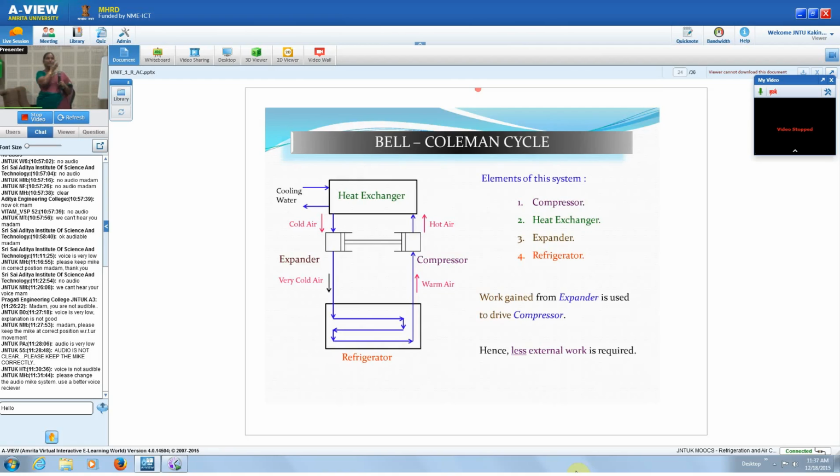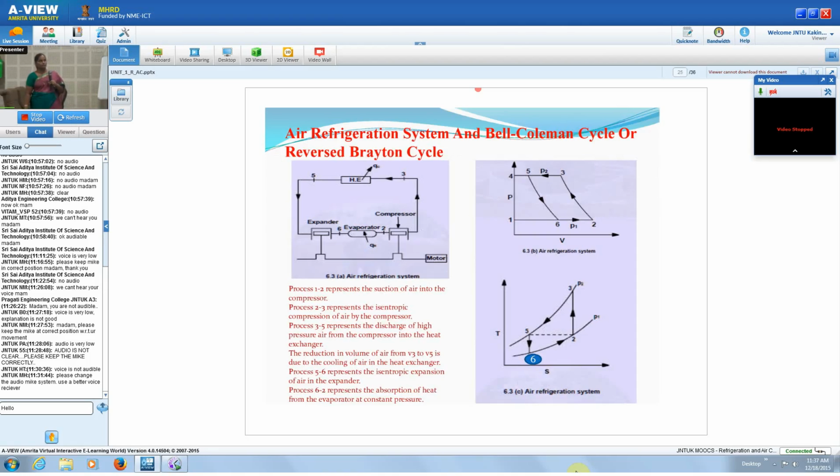So the work gained from the expander is used to drive the compressor. That work is not at all sufficient to completely drive the compressor, but it can reduce the extra work required in the compressor. Hence, less external work is required. So the Bell-Coleman cycle and the reverse Brayton cycle are both the same. Again you can see the diagram showing the flow diagram.